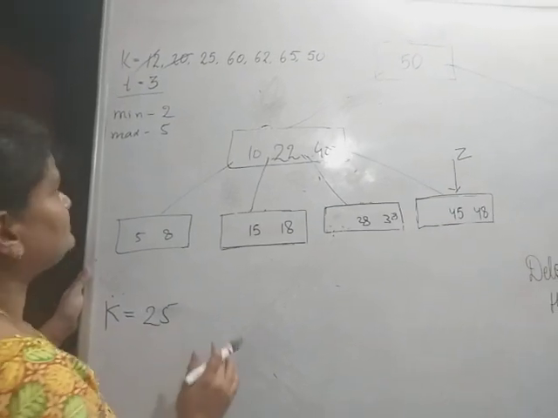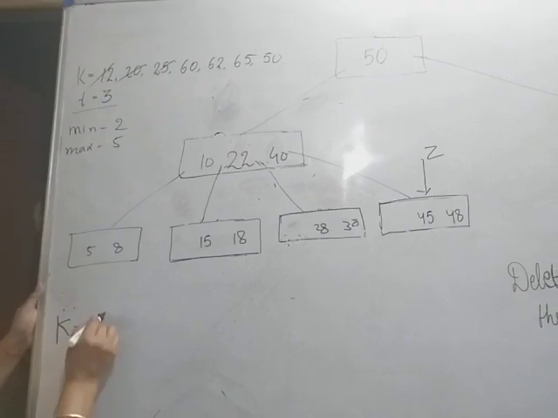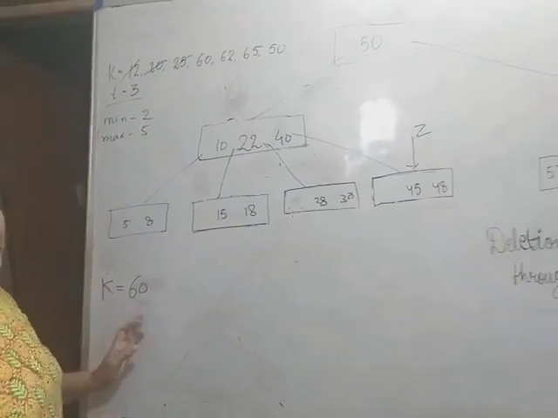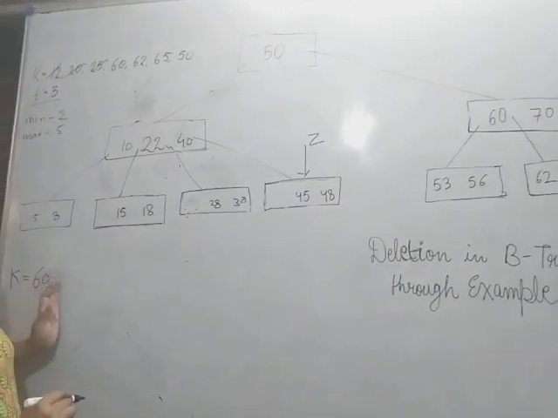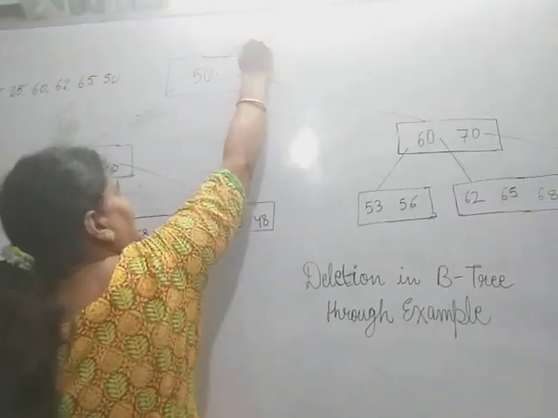Now next is k equal to 60. You draw a separate tree for k equal to 60. When we delete k equal to 60, again we start from the root node.